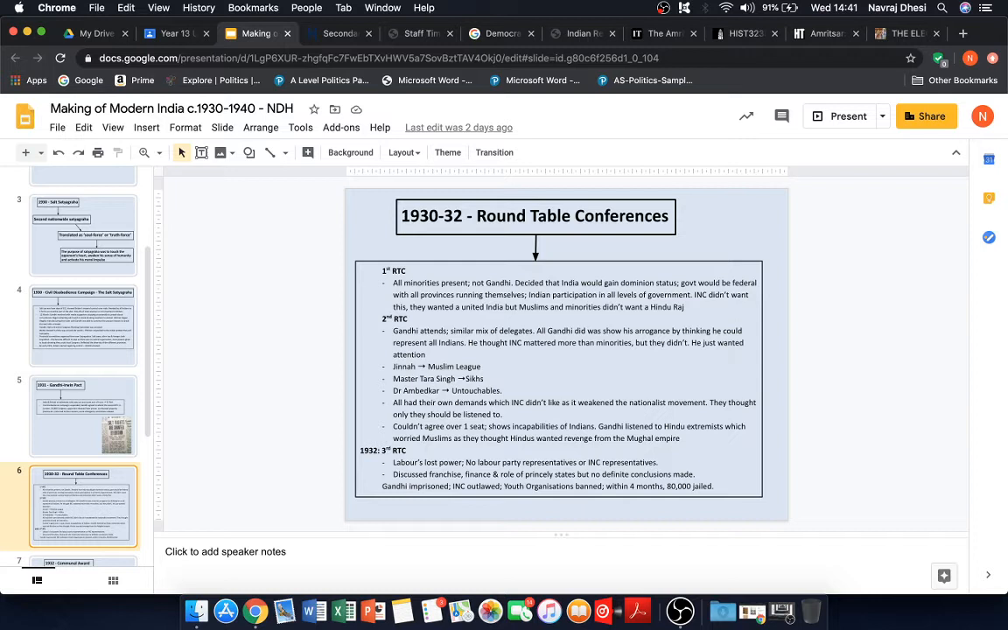It decided that India would gain dominion status, so that basically means that government would be federal with all provinces running themselves. Indian participation in all levels of government.